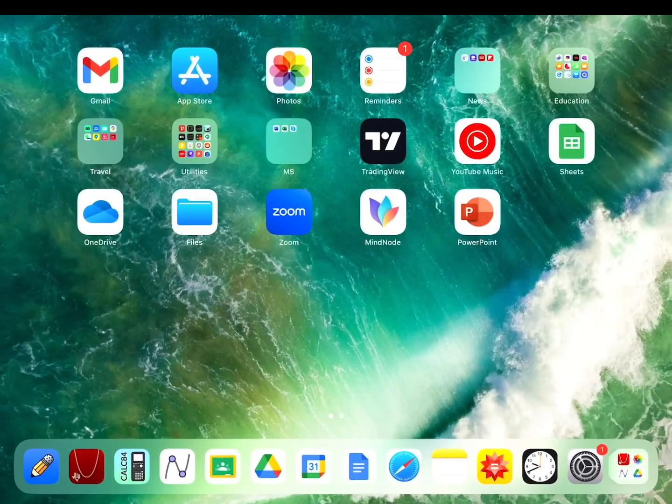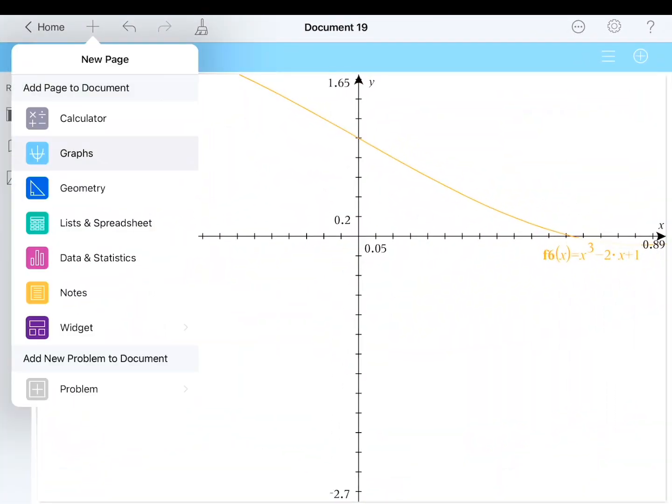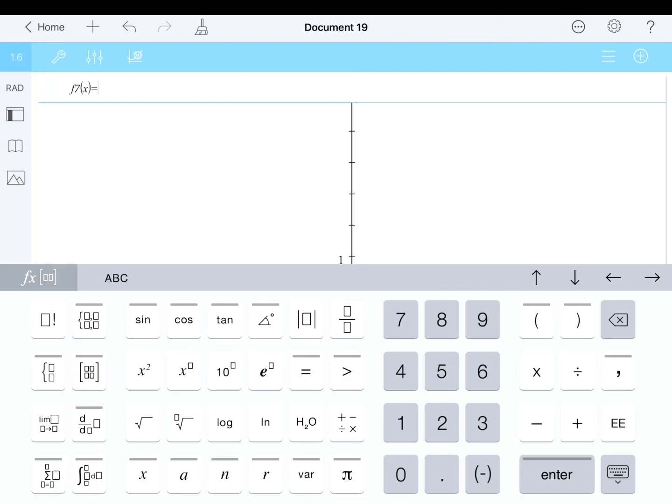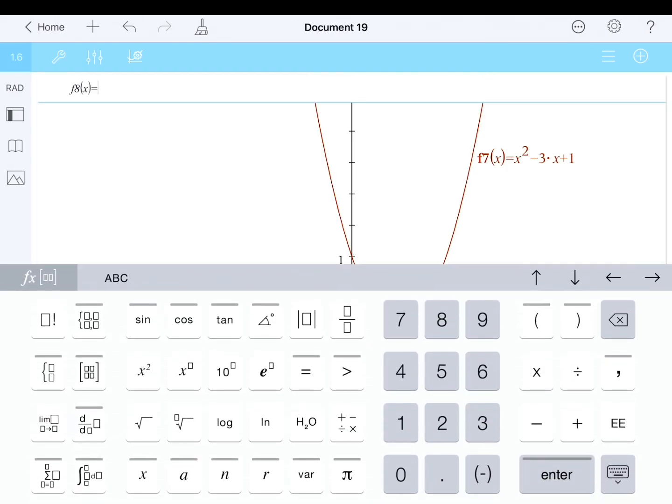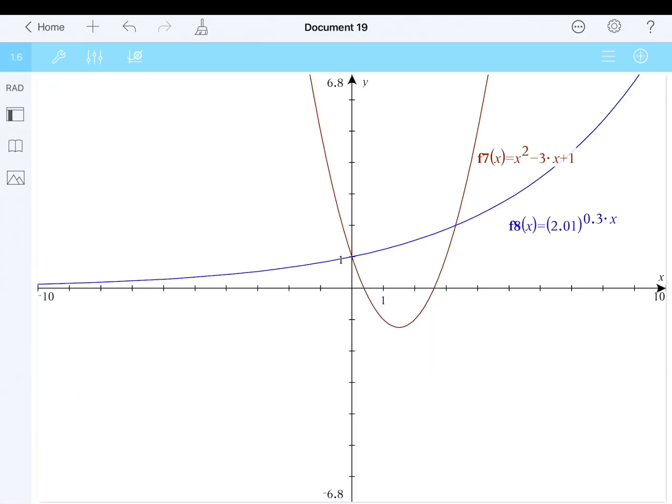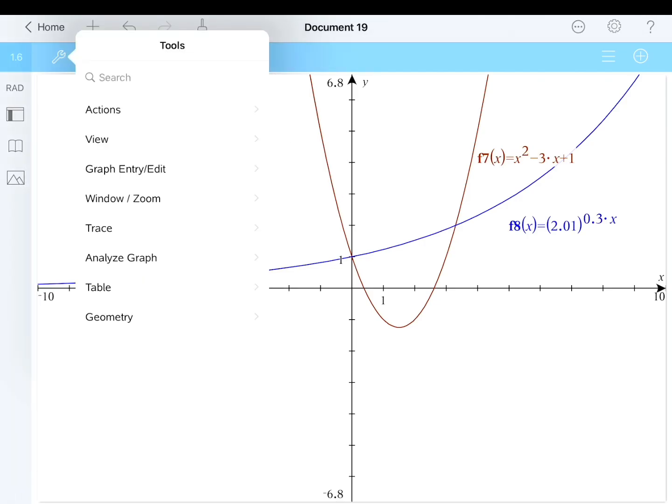Okay, so let's check this out. I'm going to put a graph on it here, and then let's try to compare. So I've got x squared minus 3x plus 1. Okay, I'm going to put 2.01 to the power of 0.3x. As you can see, the quadratic, the brown, seems to be a lot faster because the y is a lot bigger, right? But then I don't stop there.